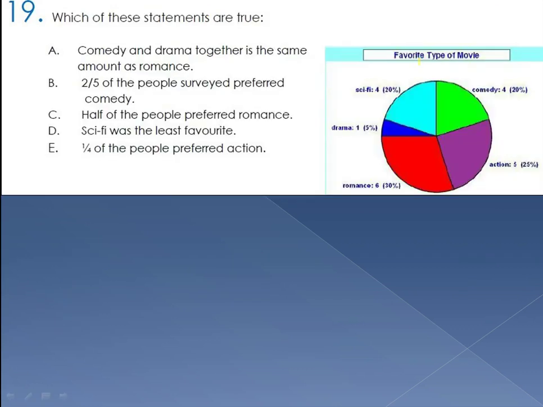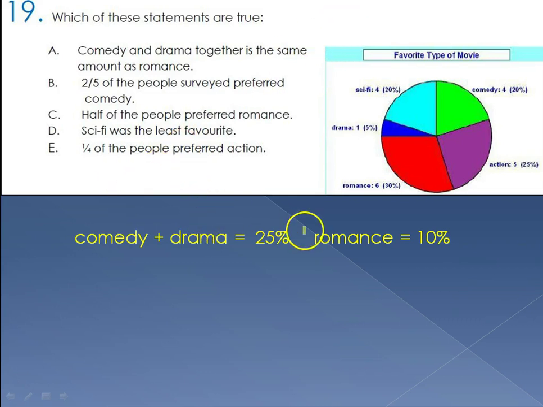Number 19. Which of these statements are true? So looking at this diagram here, favorite type of movies. Okay, so you have A. Comedy and drama together is the same amount as romance. If we add up comedy and drama together, you get 25%. And romance, now why did I put 10% there? It should be 30%, I can see from here. But still, that's not true. Even if it's 30%, 25%, they don't equal.